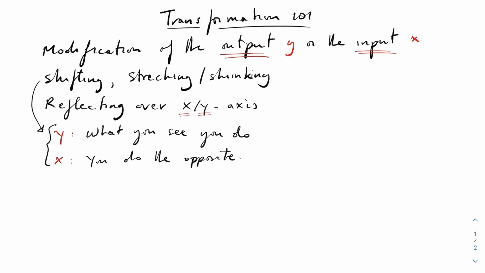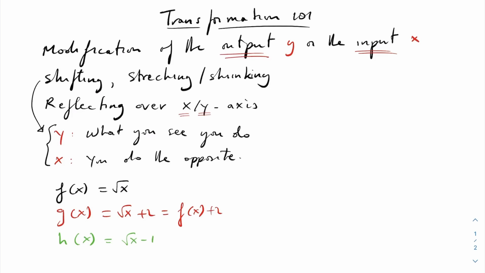Let me give you some examples so you can see this in action. The first thing I will show you here is what happens when you are shifting output y. My basic function here that I'm going to consider is the function f of x equals the square root of x. And then I'm going to have two other functions here. g of x equals the square root of x plus 2, i.e. we're just adding 2 to the original function. And then the next one is h of x equals the square root of x minus 1, i.e. we're just subtracting 1 from the original function.